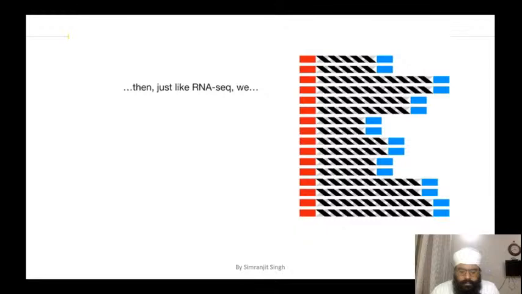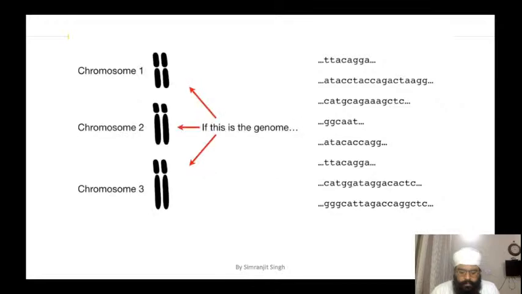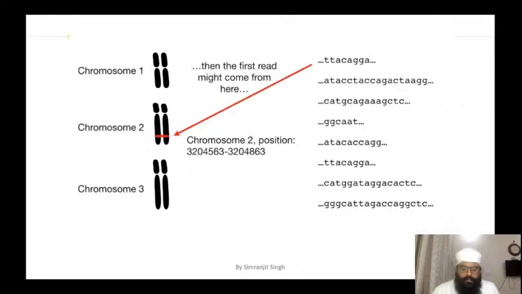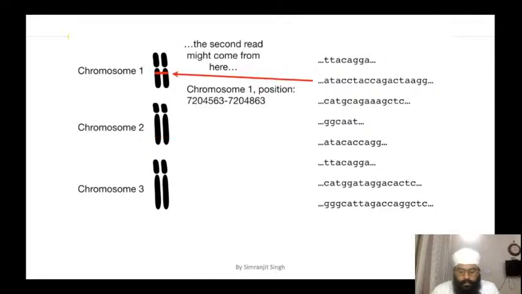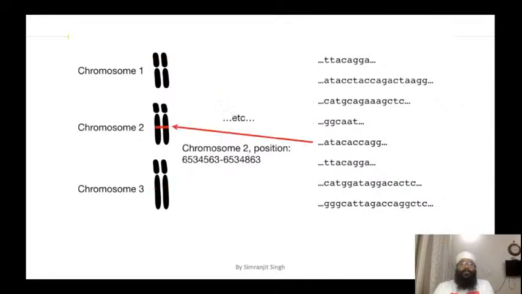Then, just like RNA-seq, we PCR amplify the library. Check the library concentration, sequence, filter out garbage reads, and then align the high-quality reads to a genome. That is to say, if this is the genome, the first read might come from here, a location on chromosome 2. The second read might come from here, a location on chromosome 1.